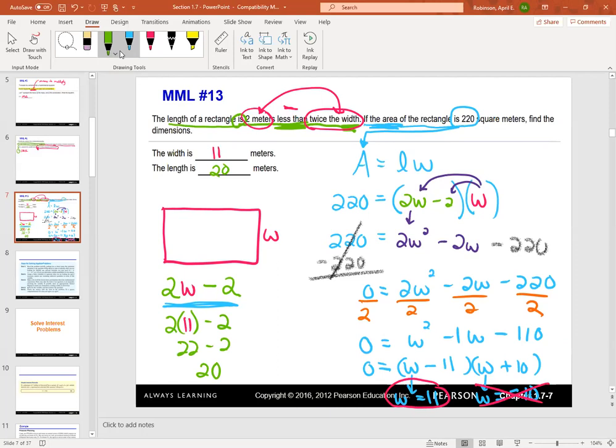And if you double check yourself, take 11 times 20. Take the length times the width to see if you get 220, and we do. Questions on that?